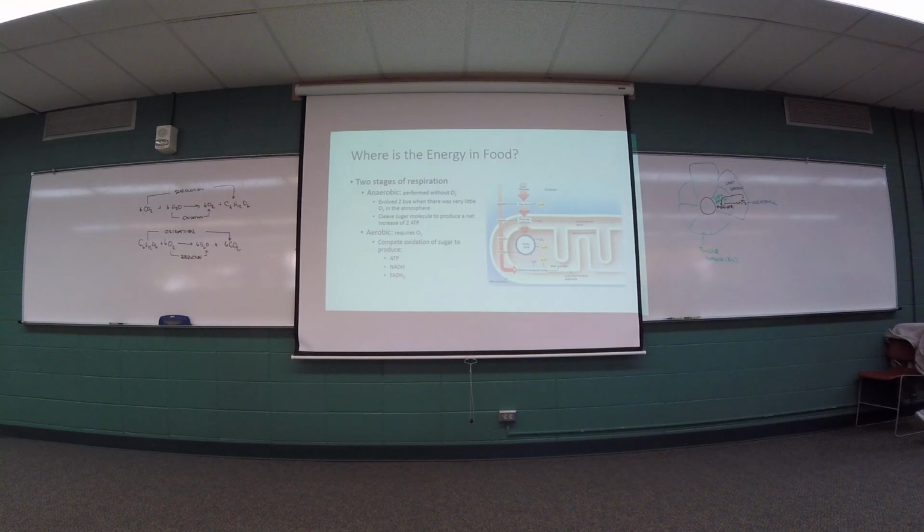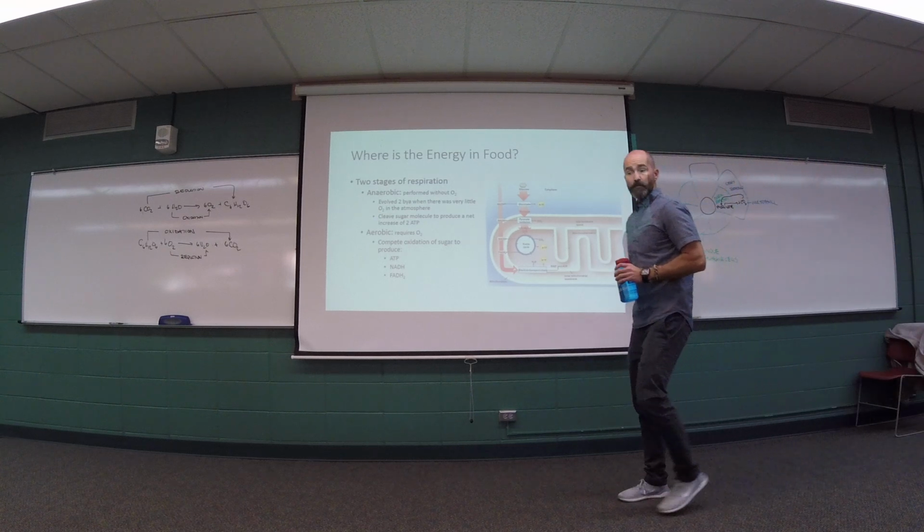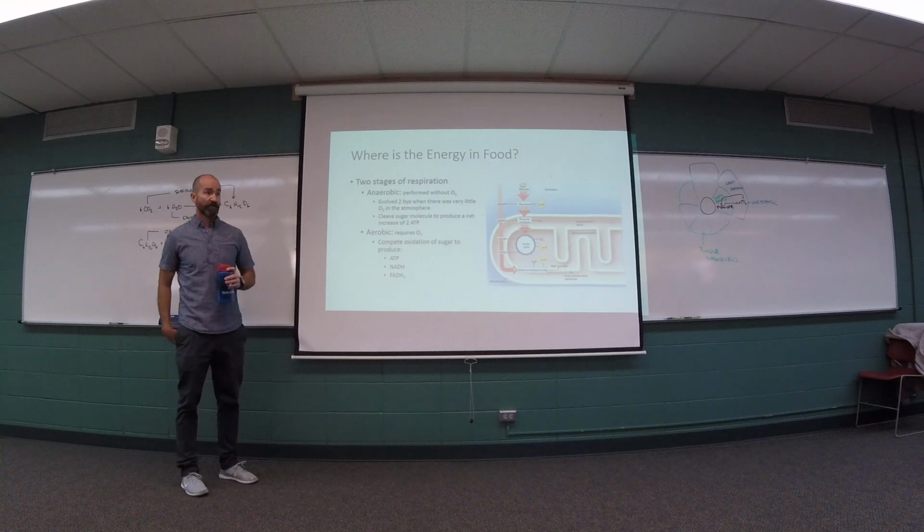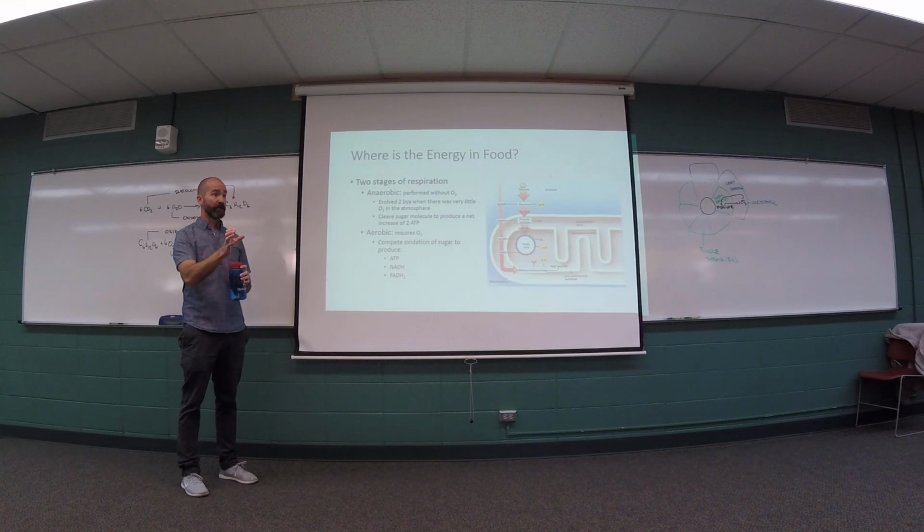Aerobic uses pyruvate to oxidize sugar. Pyruvate is an oxidized state of sugar. We're going to take sugar and make pyruvate, and then we're going to take that pyruvate and completely break it down to make ATP and some electron carriers.